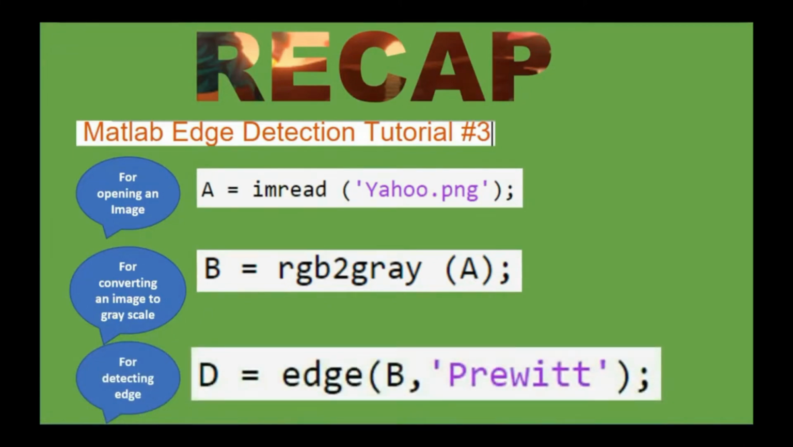For the edge detection, we use the following code: the variable name is edge, defining the variable B. The process name is a pre-weight. We can write Sobel or Canny, depending on which edge detection technique we really want to implement.